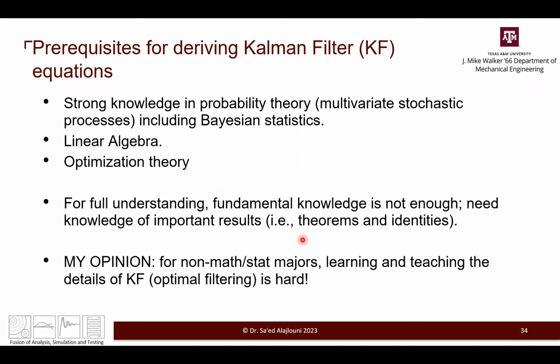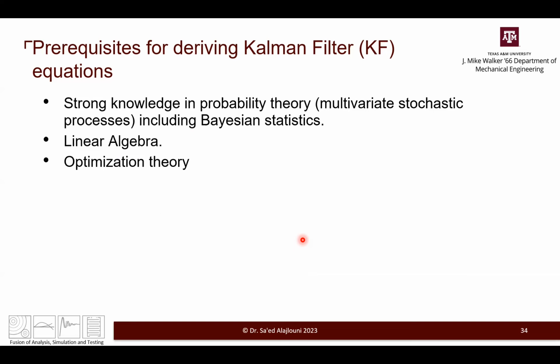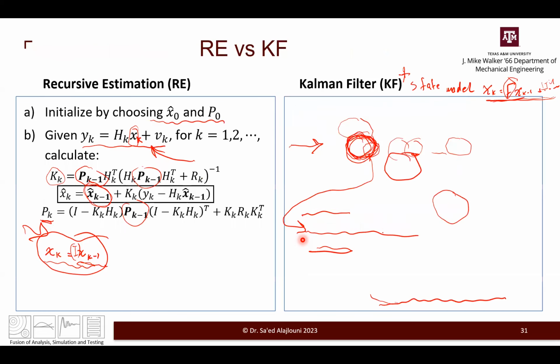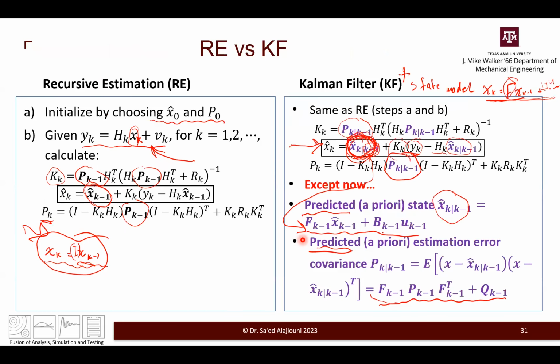In my opinion, for non-math and non-stats majors, learning and teaching the Kalman filter is hard. If you want to understand the details, I don't like to learn something if someone just gives me an equation and says, hey, this is the Kalman filter, like the slide I showed earlier. Oh, you want to implement the Kalman filter? Just do this. That makes me angry.